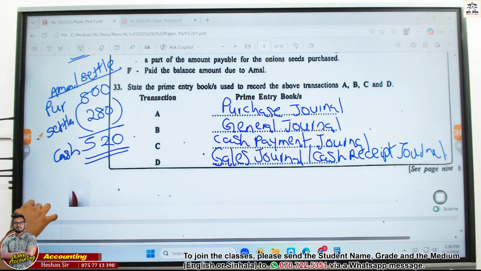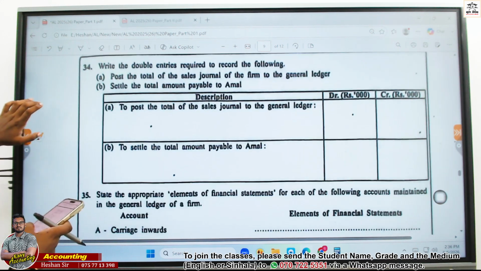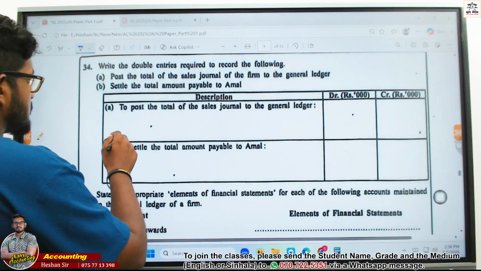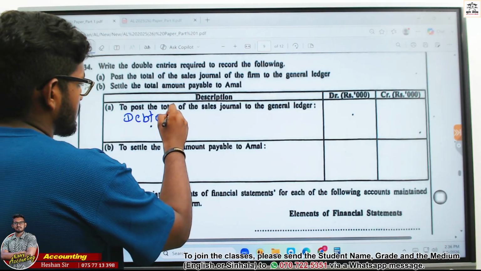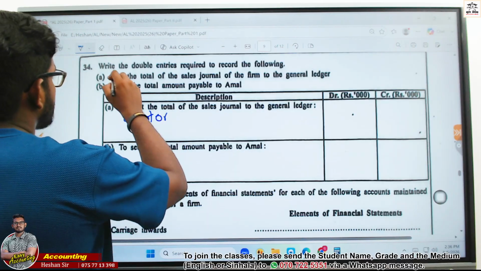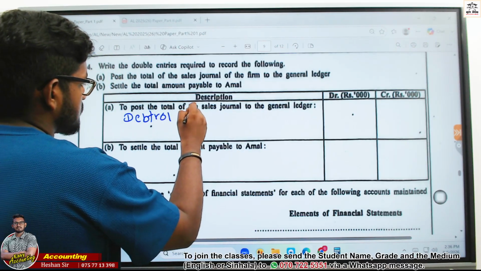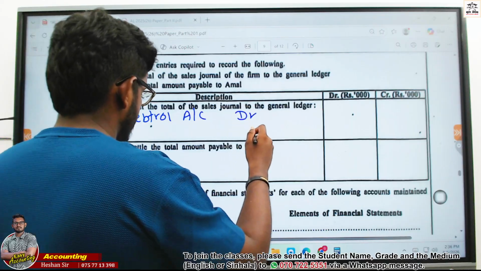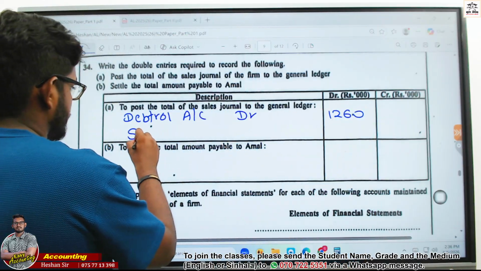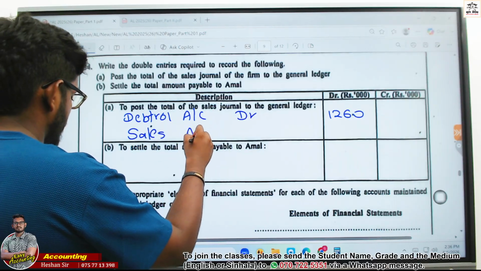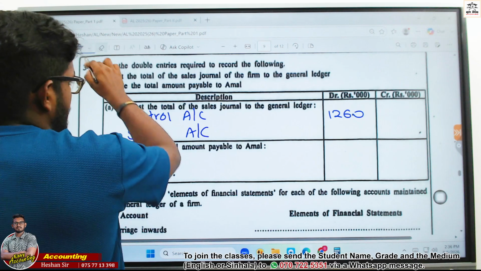First you can see purchase journal total 1260. You can write sales journal total: debtor control account debit 1260. Sales account credit, only write credit, you know. Keep some space.